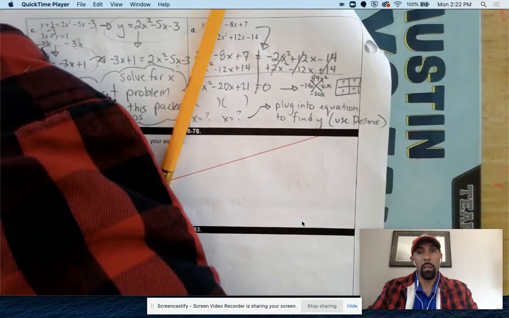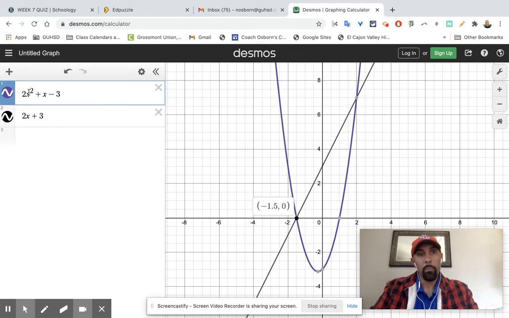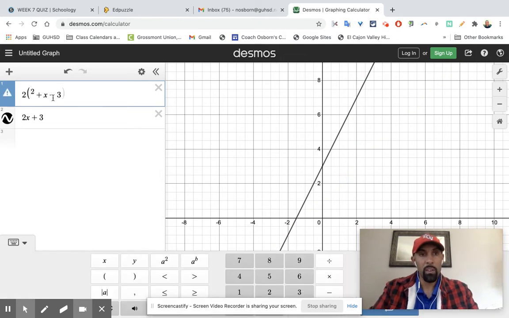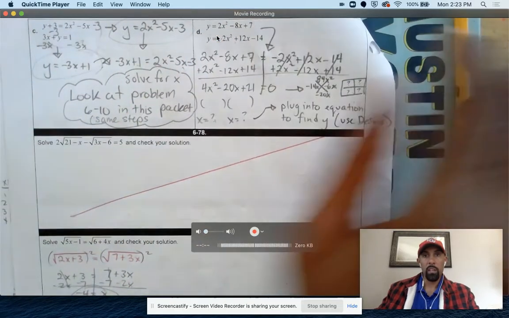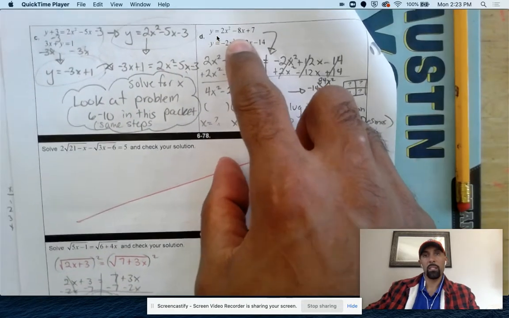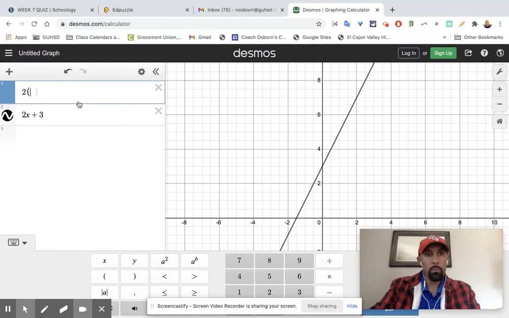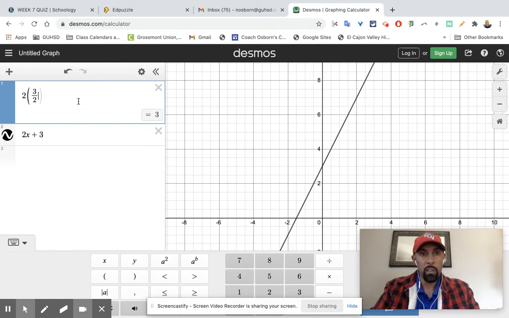So for instance, let's say my solution is 3 over 2. Well, I know this isn't the same. Actually, let me pull one of those functions. Let's say it's 2x squared minus 8x plus 7, and you have to figure out what the y is. All I'm going to do is plug in 3 over 2 here, and don't forget the little squared there.